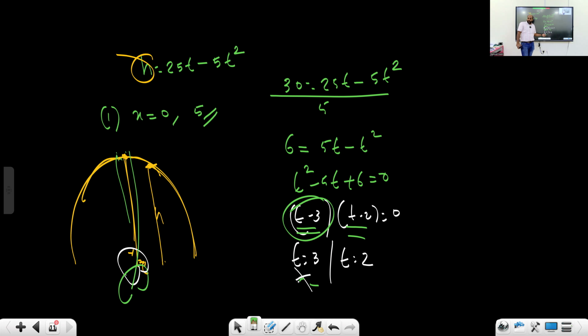Why rejected? If anybody wants, you can write inside the bracket: maximum height attains when t equal to 5 by 2. So the value should not be more than that one. Is it t equal to 2? What is the other question? Height how much?